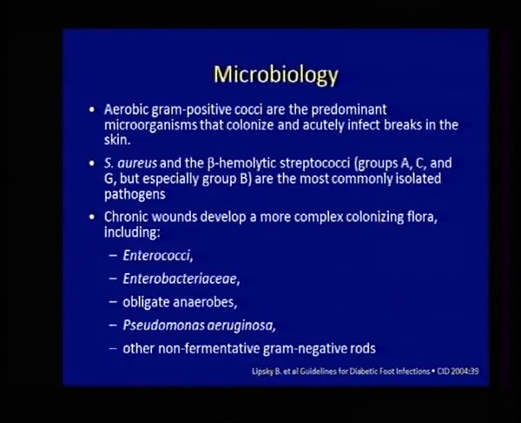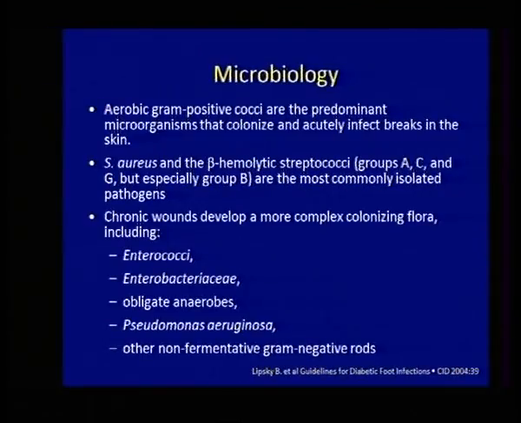If you look at the microbiology of wounds to decide on treatment, in general, the aerobic gram-positive cocci are the predominant microorganisms that normally colonize and cause infection in an acute ulcer or an acute wound when there are breaks in the skin. So for all short-term ulcers and wounds, you need to cover only gram-positive organisms. Staphylococcus aureus and beta hemolytic streptococci are the most commonly associated pathogens, which means that for all acute wounds, all you need to do is use either first-generation or second-generation cephalosporins, co-amoxiclav or clindamycin.